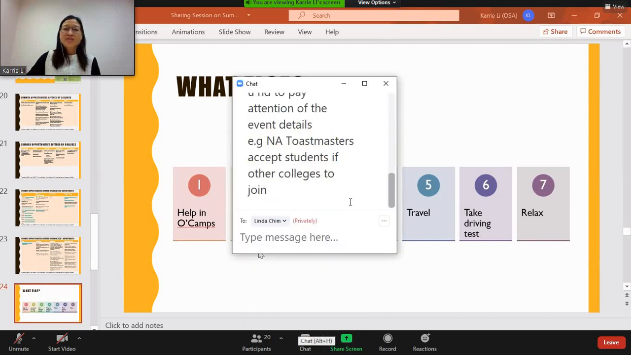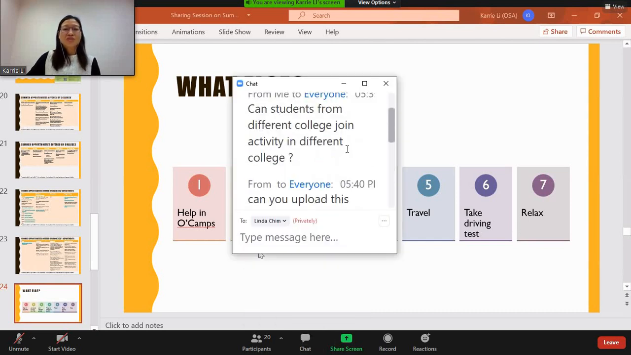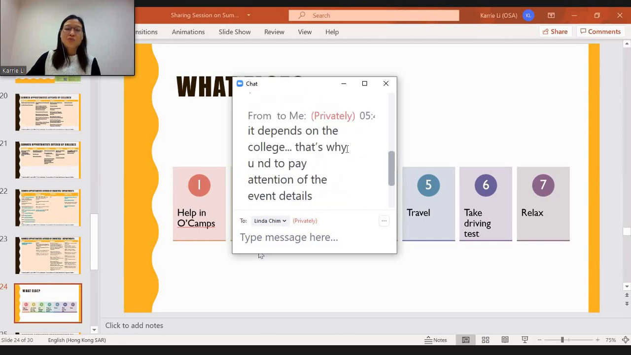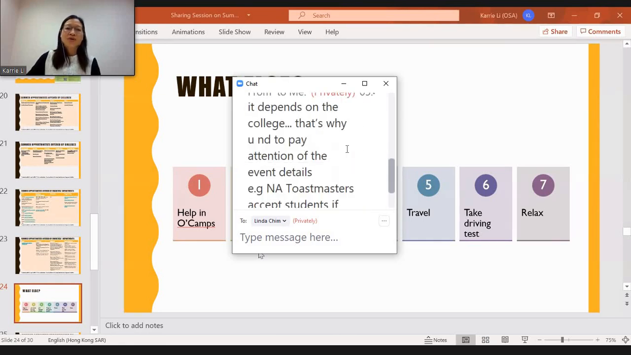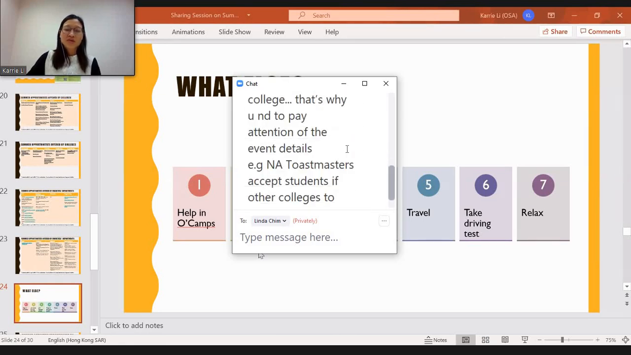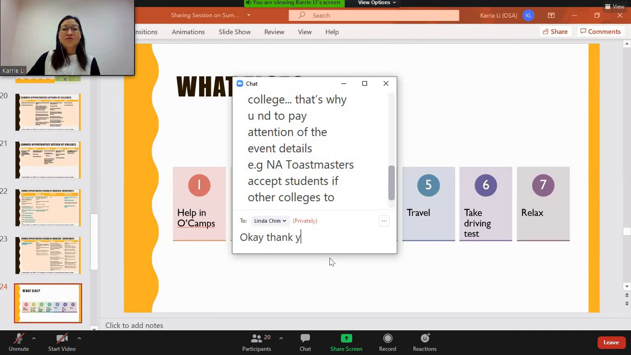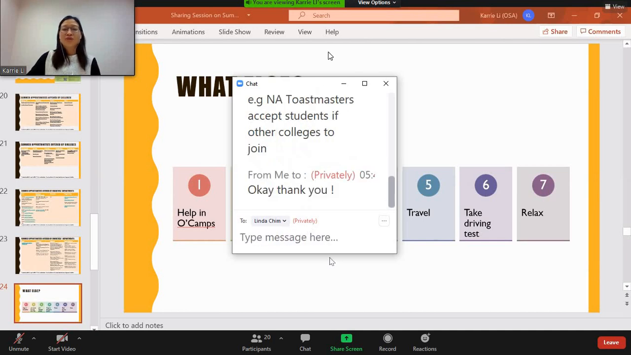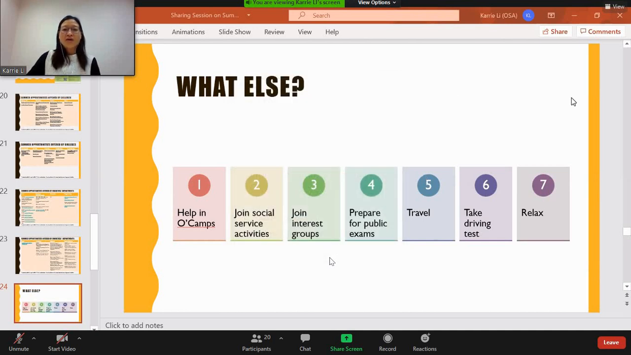And you can join different kinds of social service activities, do some voluntary jobs, volunteering teaching, or just visit some elderly people and help those who are in need. Or you can join some interest groups. It could be drama clubs, it could be debate teams, or sports clubs, something like that.